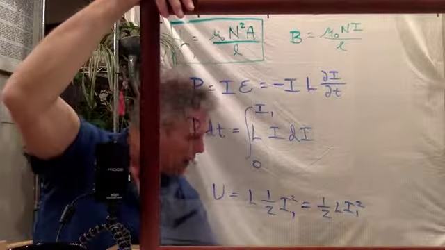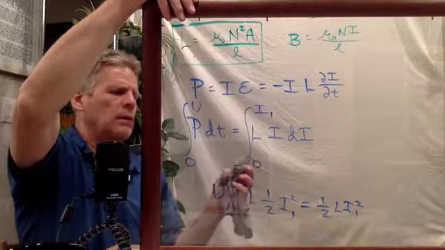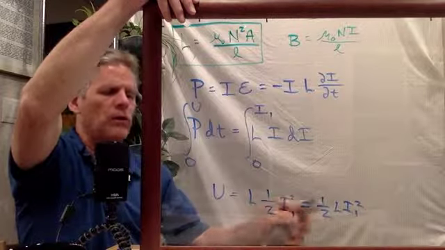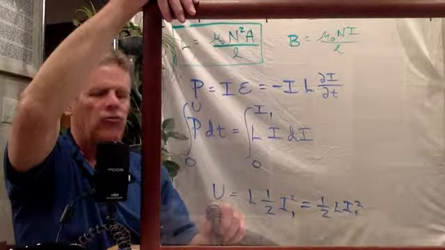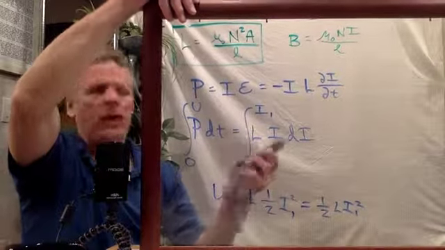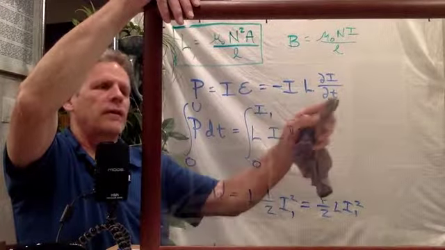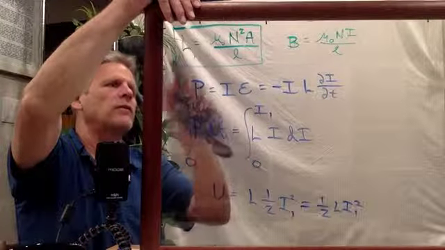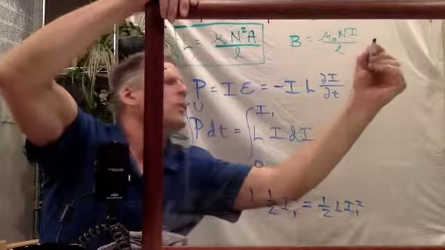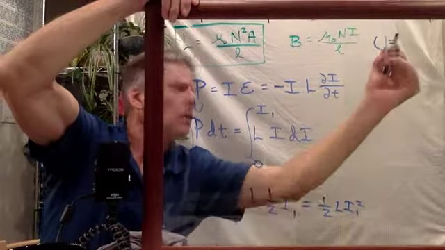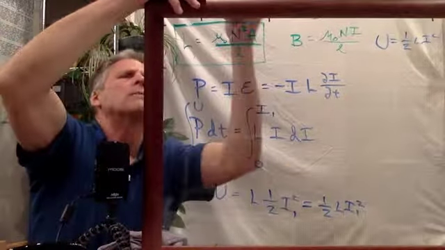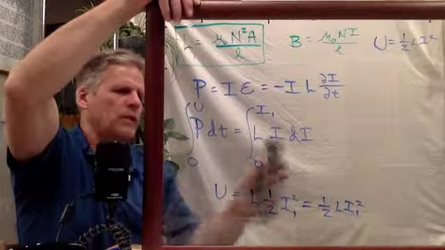All right, now let's go ahead and look at this in slightly more detail. This is an important result, first of all, that the energy contained within an inductor is equal to this. So remember that. As a matter of fact, here we go, I'll just write it up here. U equals 1/2 L I squared. Okay, I'm going to do one more thing now.